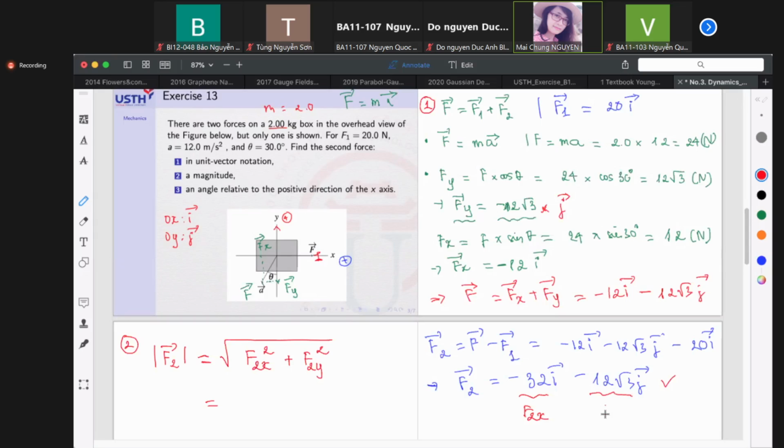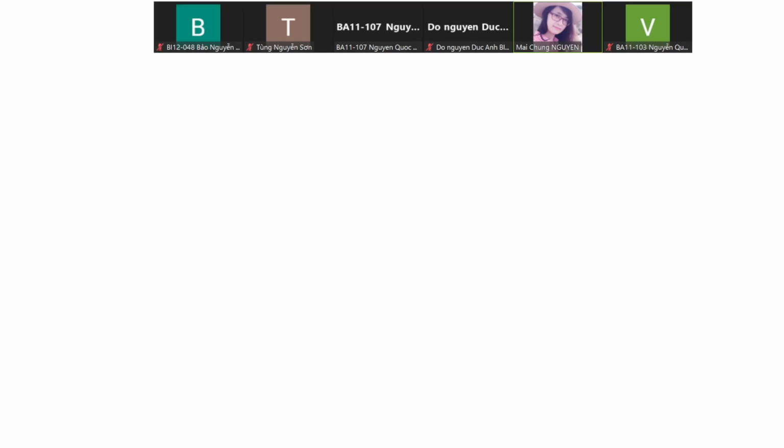So how about our final answer? It is equal to 38.16 Newton. Okay, it's quite simple for question 2. So how about question 3? Could you show question 3?